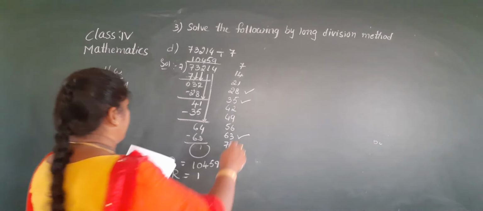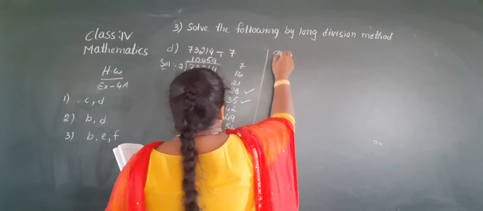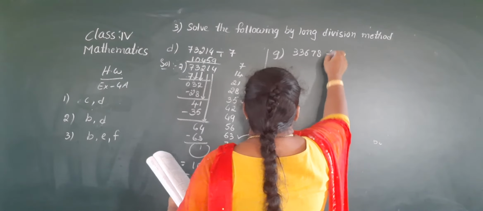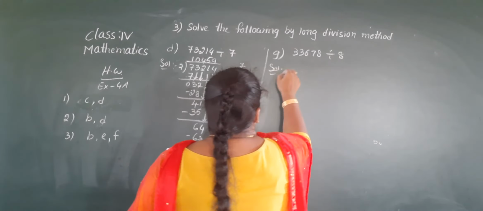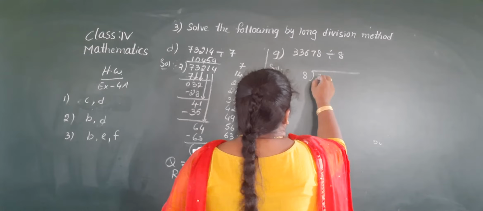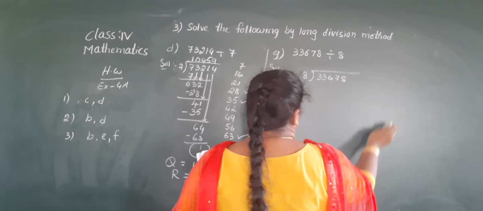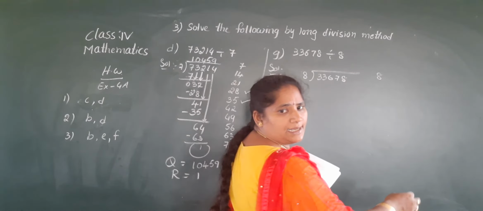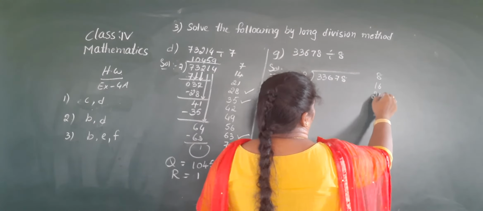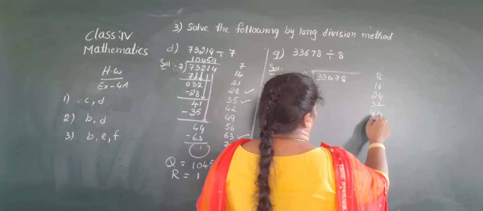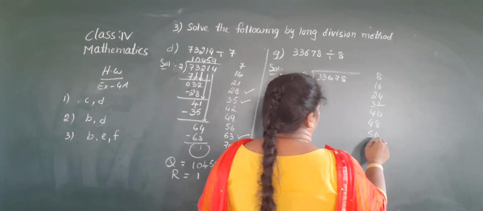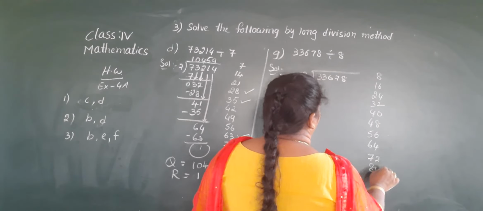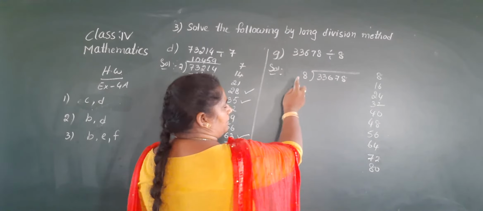Now G problem, I will explain G, Nana. Note down G: 33,678 is divided by 8. So the 8 table, Nana. Write the 8 table answers on the side. 8 ones are 8, 8 twos are 16, 8 threes are 24, 8 fours are 32, 8 fives are 40, 8 sixes are 48, 8 sevens are 56, 8 eights are 64, 8 nines are 72, 8 tens are 80. Here 3 is not divisible by 8, Nana.